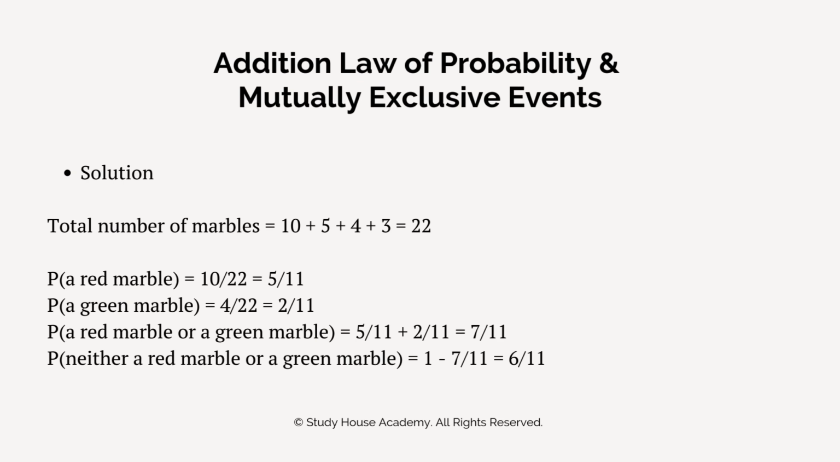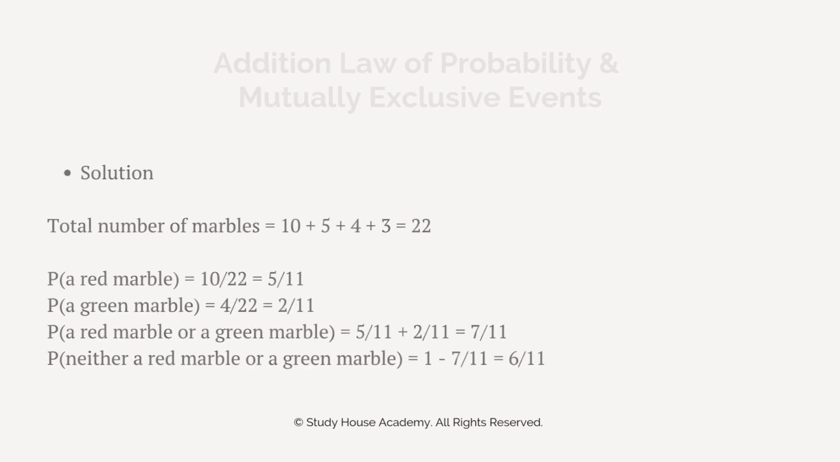We can use the addition law of probability to find the probability of either a red marble or a green marble. Probability of a red marble or a green marble equals 5/11 plus 2/11, which equals 7/11. Probability of neither a red marble nor a green marble equals 1 minus 7/11, which is equal to 4/11.